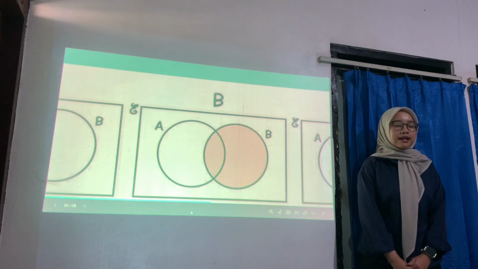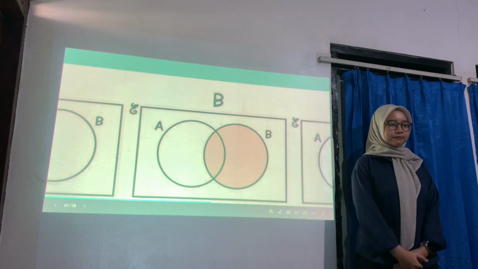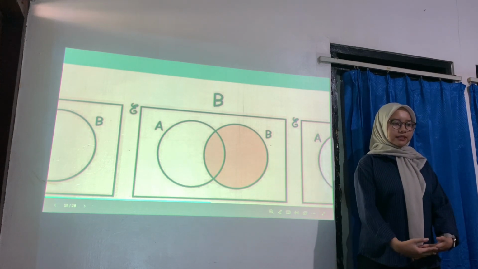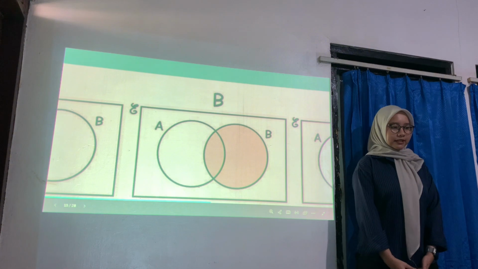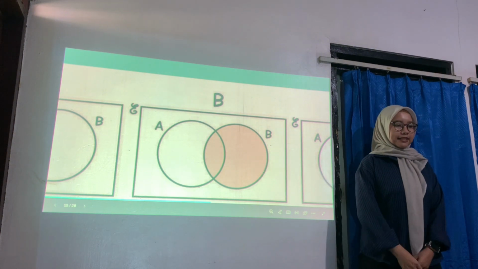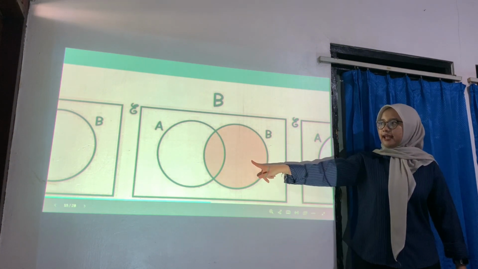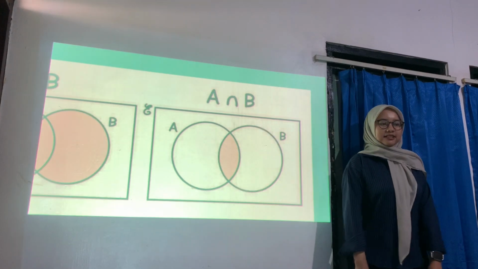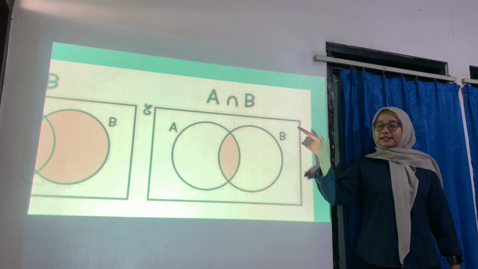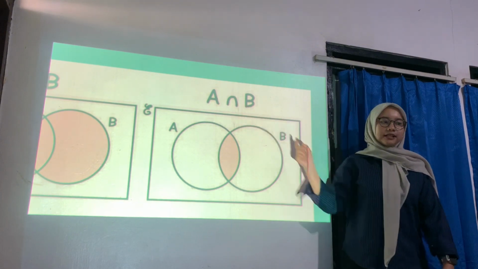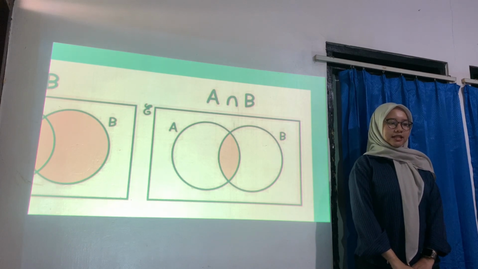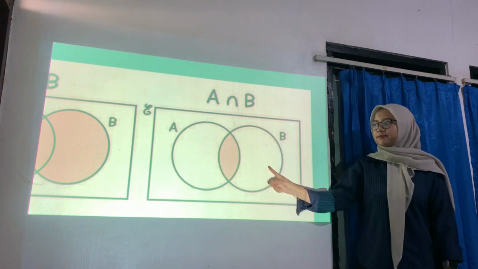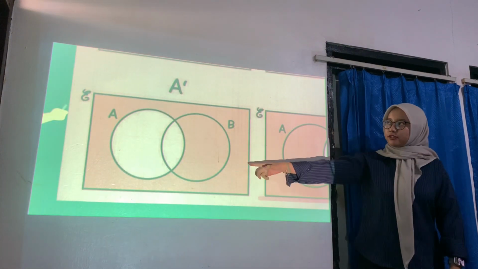Now look at the second picture. This is area B, which is all the outcomes that are included in event B. For example, if B is liking science, then this includes those who only like science, and those who also like mathematics. The third picture, this symbol is read as A and B. This is an event that occurs in both at once. For example, students who like math and science.